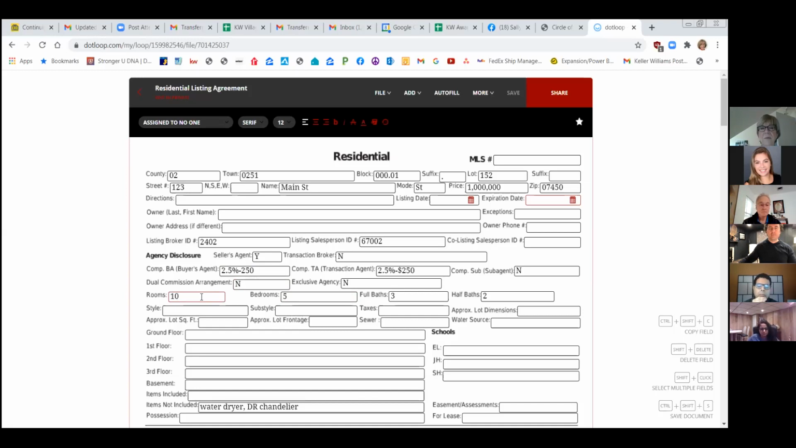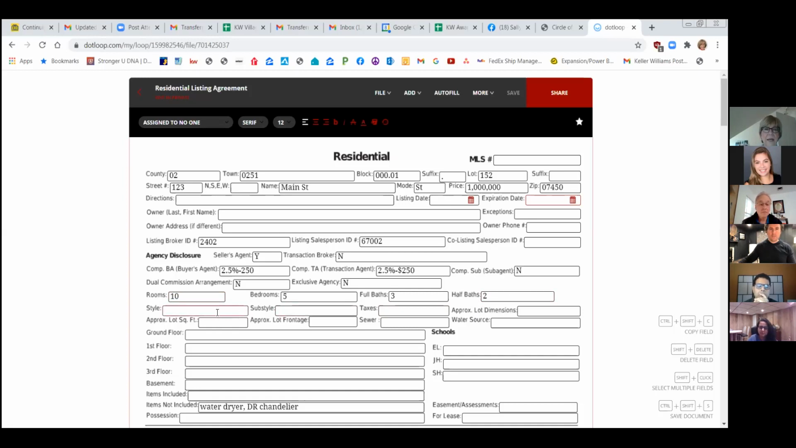And then there's a separate question that asks you, how many bedrooms does it have and how many bathrooms? And you'll notice in this one, there happen to be 2 half bathrooms. So next to half baths, there's a 2.